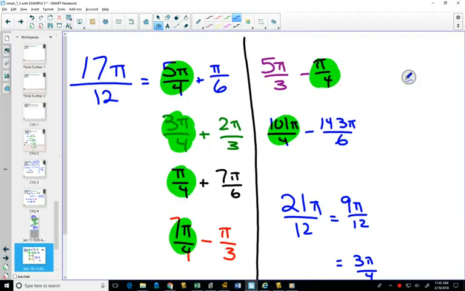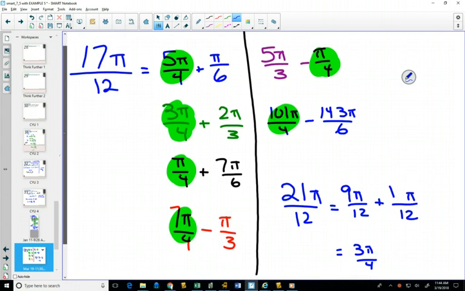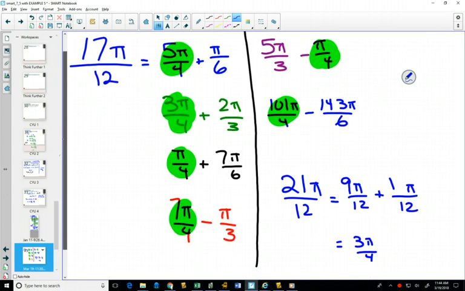And if you wanted to get to 21, what would you have to add to that to get to 21? You'd have to add 12. Did I make a mistake here? Oh, I did. Okay, we're going to start again. We're going to keep your 3 pi over 4.